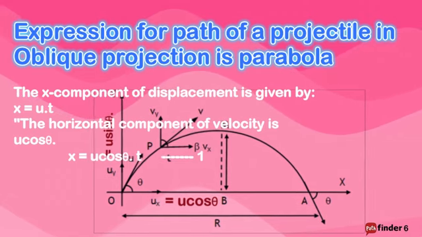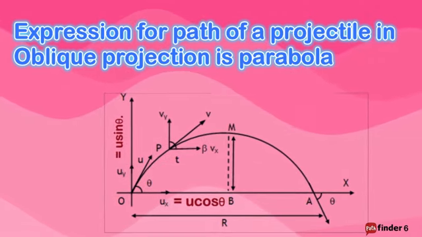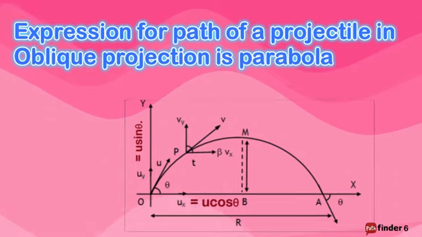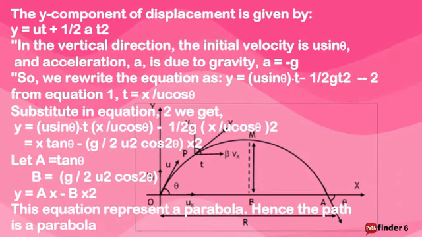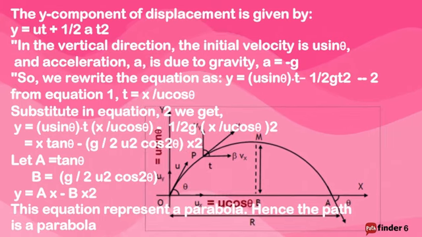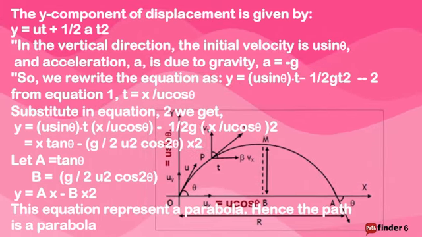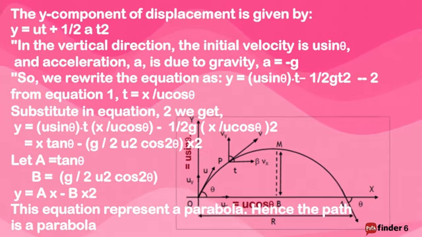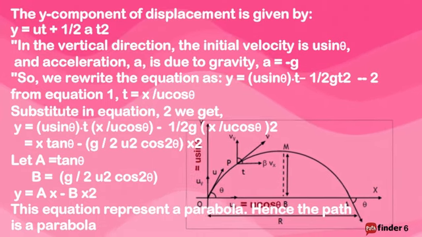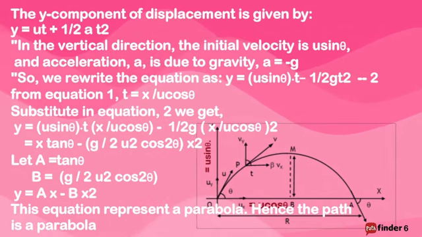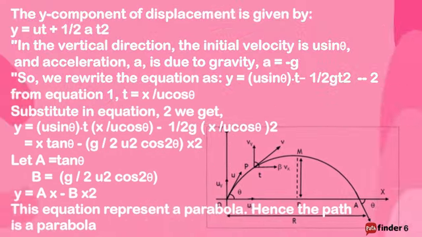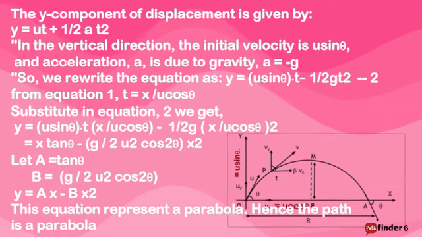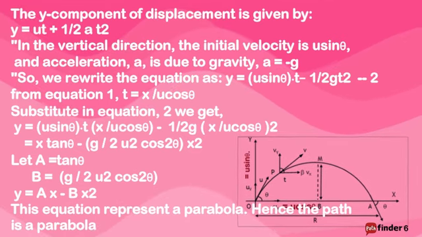Now let's move to the y component, or the vertical component of displacement, which is influenced by gravity. The y component of displacement is given by y is equal to ut plus 1 by 2at square. In the vertical direction, the initial velocity is u sine theta and acceleration a is due to gravity. a is equal to minus g. So we rewrite the equation as y is equal to u sine theta into t minus 1 by 2 gt square, equation 2.